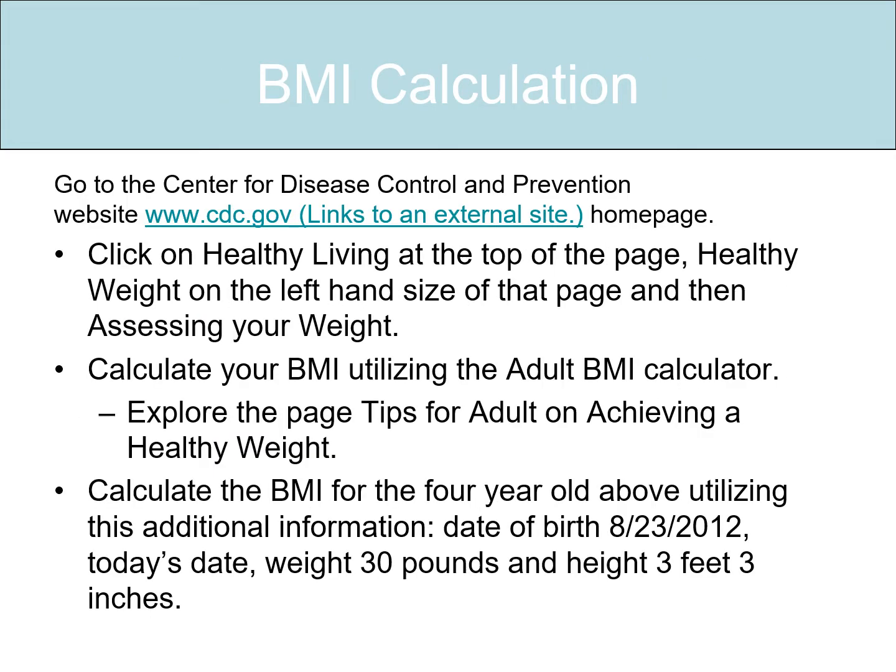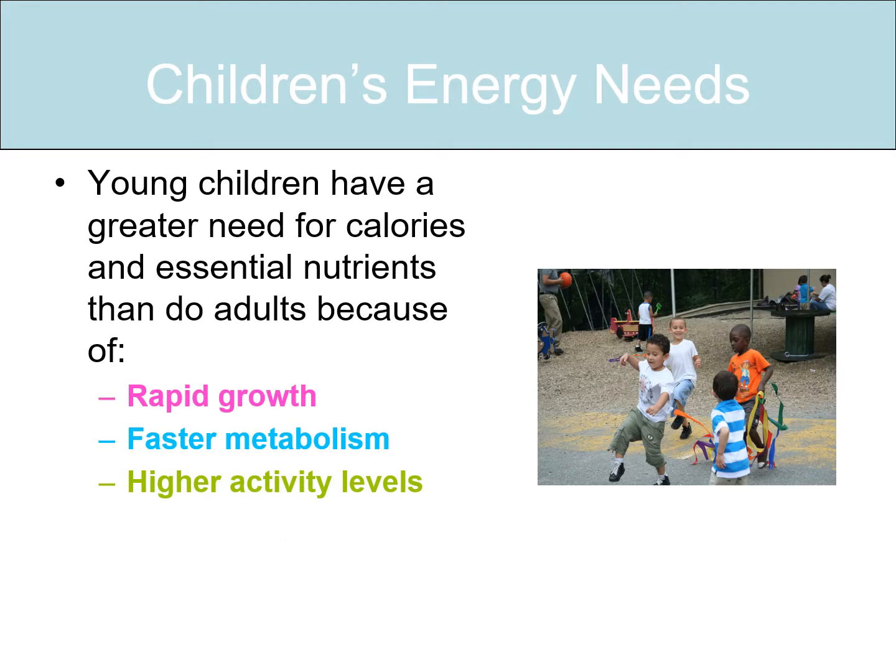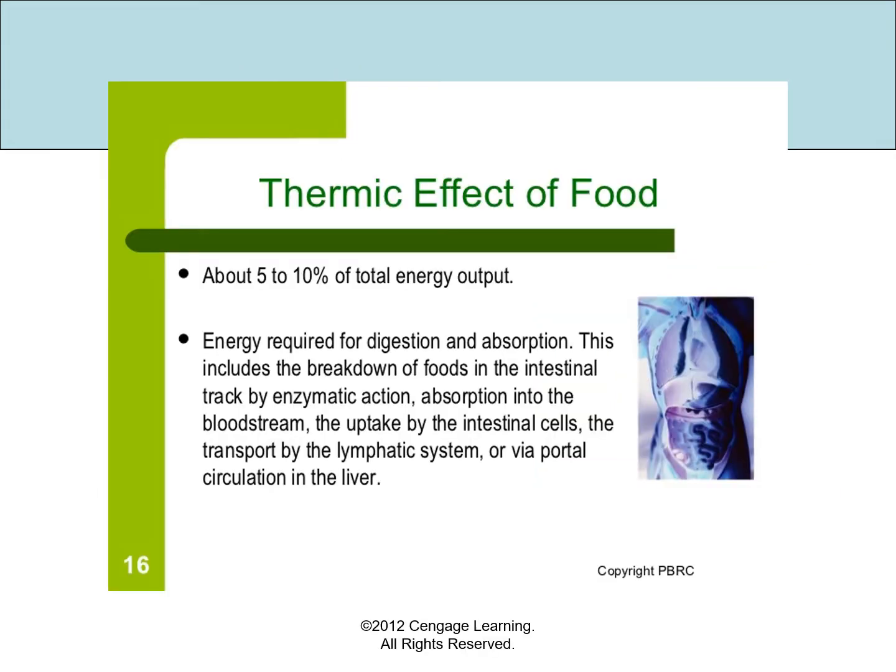So here is an activity to calculate your BMI, and you'll be doing this as your chapter activity. You'll be calculating your own BMI and then calculating child BMI as part of that chapter activity. So what are children's energy needs? Well, young children have a greater need for calories and essential nutrients than adults do because of their rapid growth, their faster metabolism, and their higher activity rate.